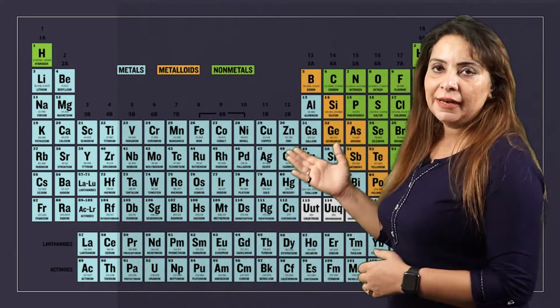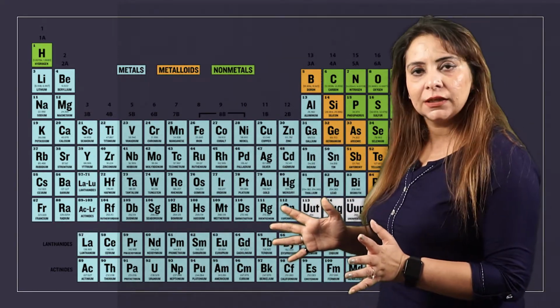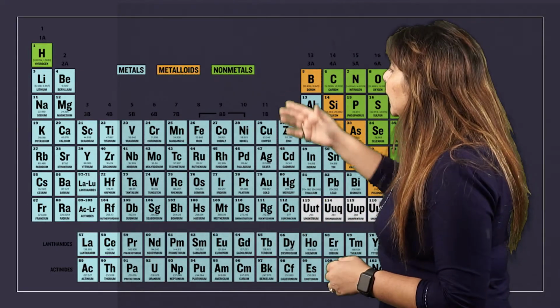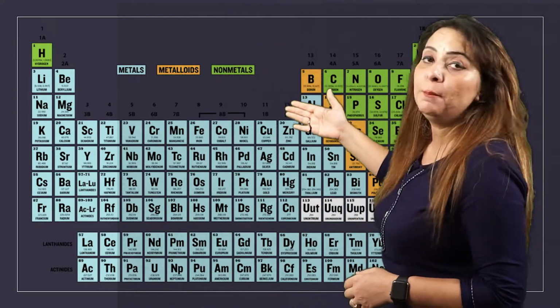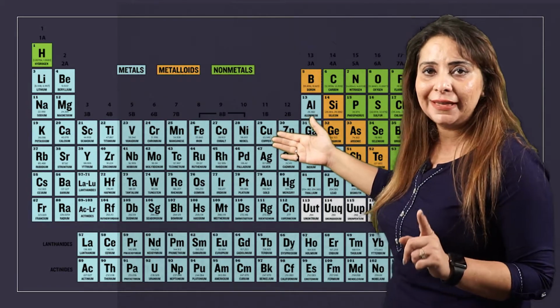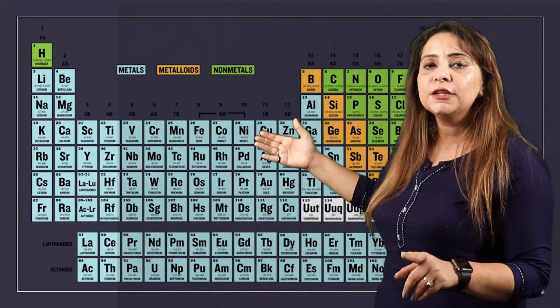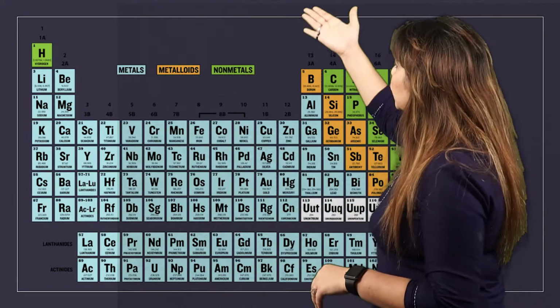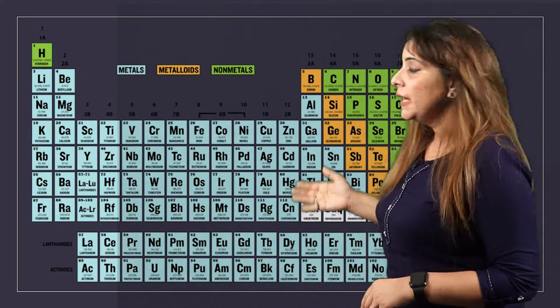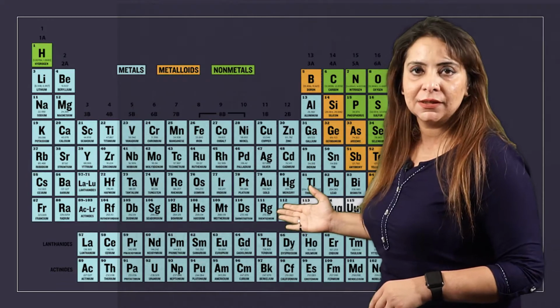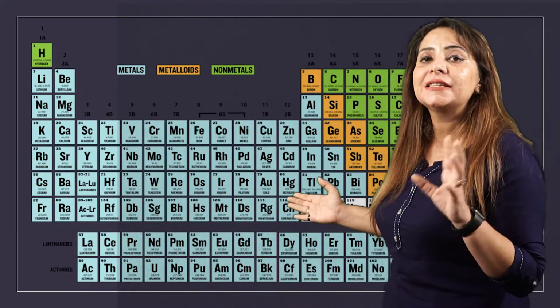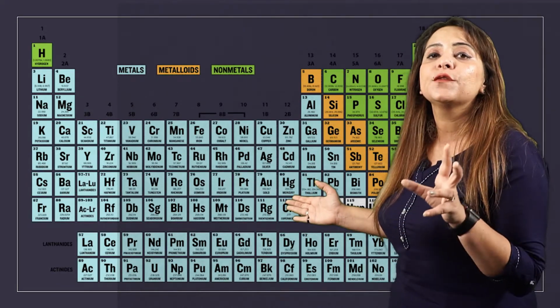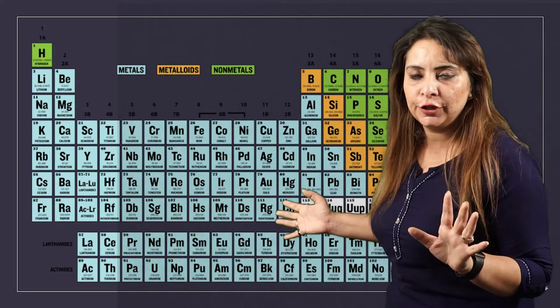On the extreme right we have the non-metals I told you. As you can see, there are a few elements which are marked. They are metalloids, that is, the elements which resemble metals as well as non-metals. And the 18th group consists of noble gases, that means the inert gases which have stable electronic configuration.